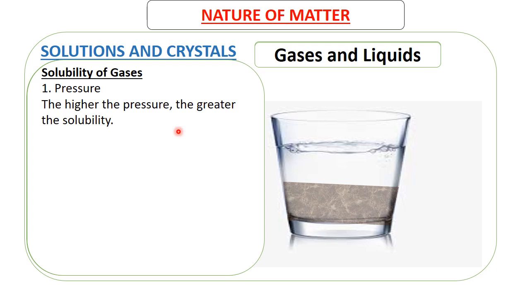Another factor that determines the solubility of a gas is temperature. It is common knowledge that solids dissolve faster in hotter liquids, or when the temperature is high. We say that sugar dissolves faster in hot tea than in ziggy. But for gases, it's the opposite.